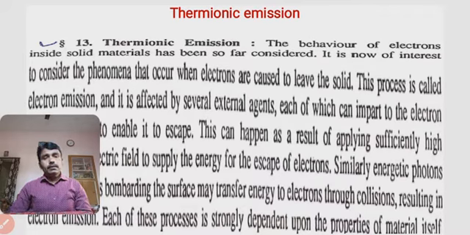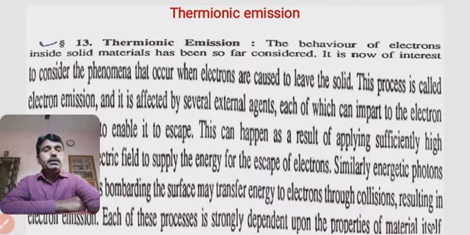To get sufficient energy, it may be an external field. When the electron gets this type of external energy from outside, only then will it escape from that metal. From the surface it will leave that particular metal.